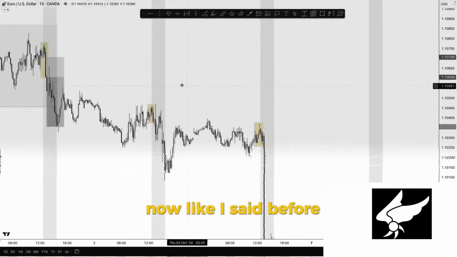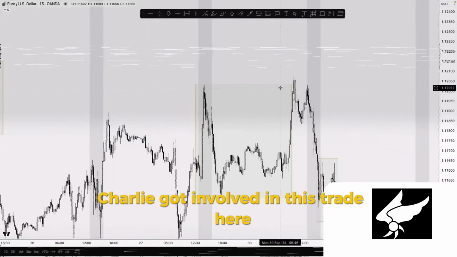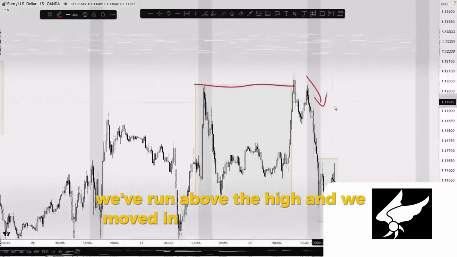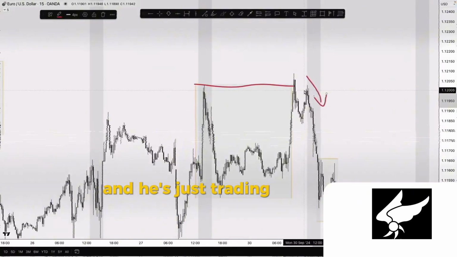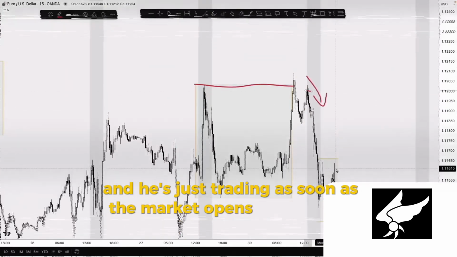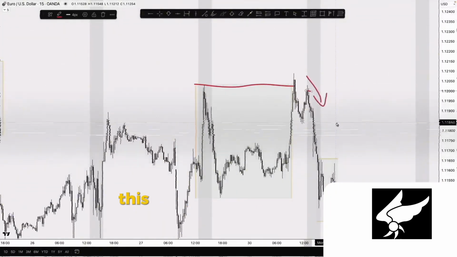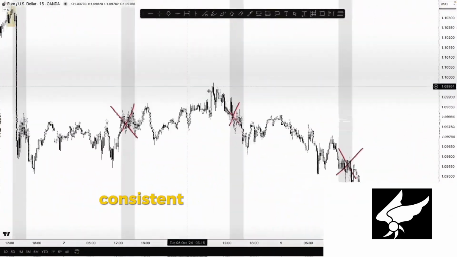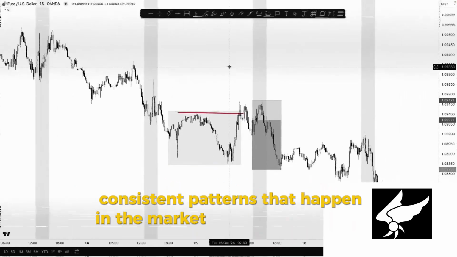Now, like I said before, Charlie got involved in this trade here right at the top. What's price done? We've run above the high, and we've moved in that opposite direction. And he's just trading as soon as the market opens during New York. This is what it's all about. This is how simple and easy trading becomes when you can start to read the same consistent patterns that happen in the market over and over again.